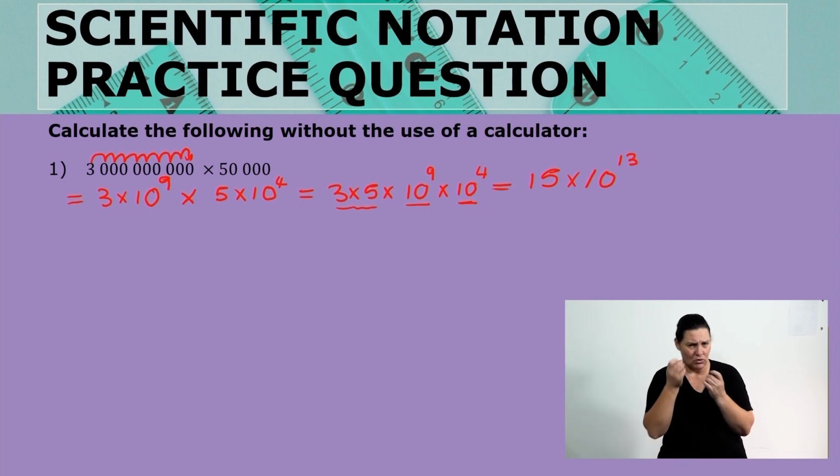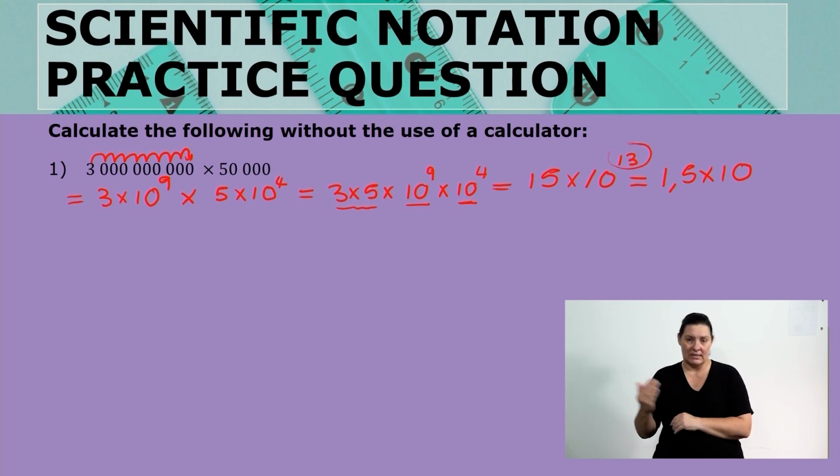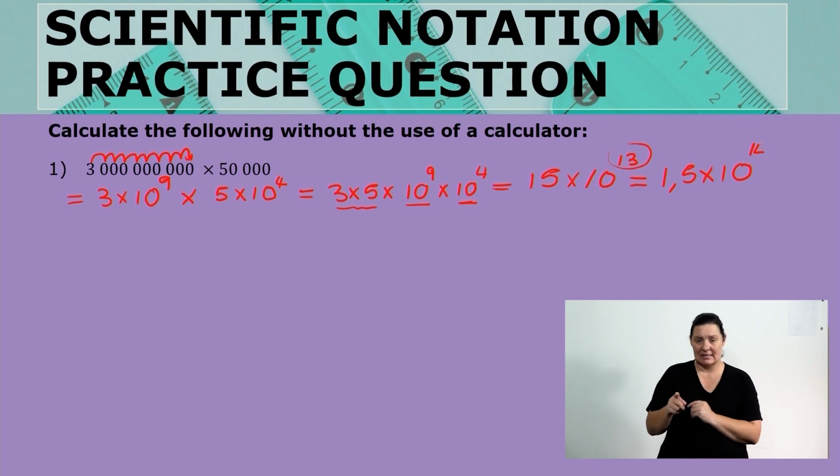But is that number in scientific notation? No, it is not. Because remember, for numbers in scientific notation, the decimal has to be between 1 and 10, or equal to 1 but smaller than 10. So what does this mean? This means that this is going to be equal to 1,5 multiplied by 10. What happened there? I just shifted the decimal one position or one placeholder to the right, which means we need to add to our exponent because we are moving to the right. We are adding, and that will be our final answer.